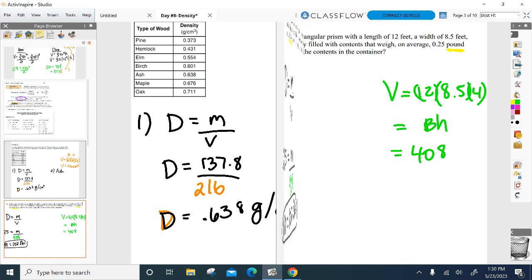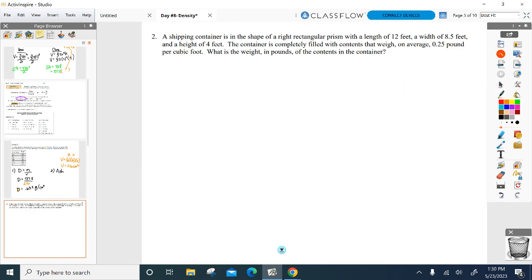All right, let's go to a shipping container now. It's a rectangular prism. There's the dimensions. And when it's completely filled, everything inside weighs on average 0.25 pounds per cubic foot. What's the weight of the whole container now? Whoa, whoa, whoa. I do not mention the word density at all. And I probably won't. On future problems, you won't see the word density. How do I know that that 0.25 is the density? How do I know that's the density overall here? That's going to be my D, density. Go ahead, Claire.